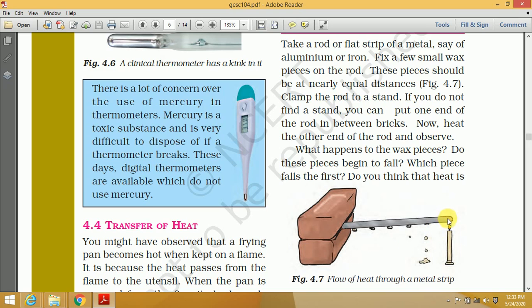Because the heat is getting transferred from one end of the strip to the other end of the strip. So that is why you are just heating only one end of the strip, but the heat is getting transferred from one point to the other point. That is why the heat will melt the wax, and the iron nails you have pasted will fall down. So this is one way by which the heat can be transferred from one point to the other point.